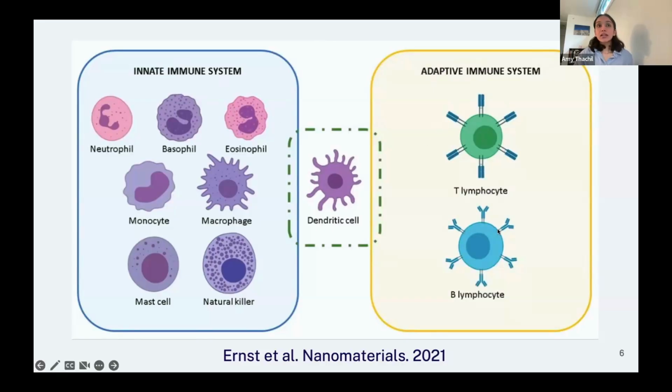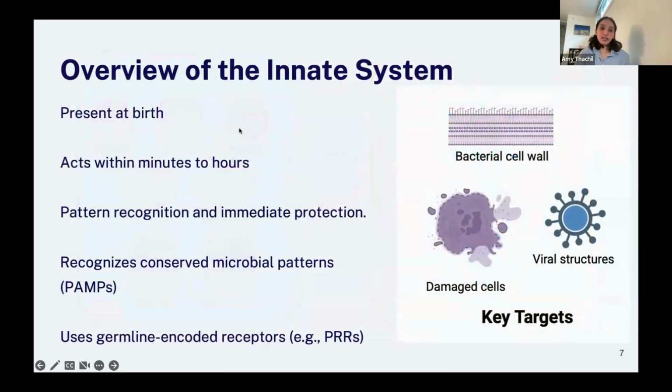The adaptive system takes a little bit longer to come into effect, but it's capable of mounting a very specific and targeted immune response against a particular pathogen or threat. The adaptive system is also responsible for the formation of that immune memory that we previously discussed, as it's capable of producing these memory immune cells. And overall, these two systems are both very important for keeping our bodies safe from external threats and from pathogens, and they work closely together. But we're going to take a closer look at each one of them individually, starting with the innate system.